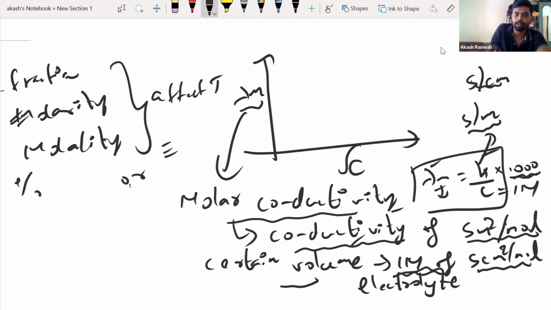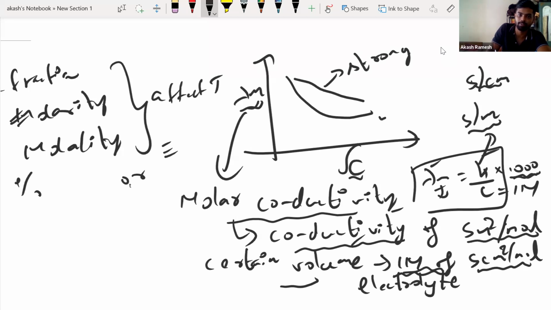Now we understood what is molar conductivity. If I plot a graph between molar conductivity and the concentration, not exactly the concentration, but the root of concentration, we expect two graphs, one being a straight line like this, the other being a curved line like this. We know this is for strong electrolytes, this is for weak electrolytes, and I know why this happens.